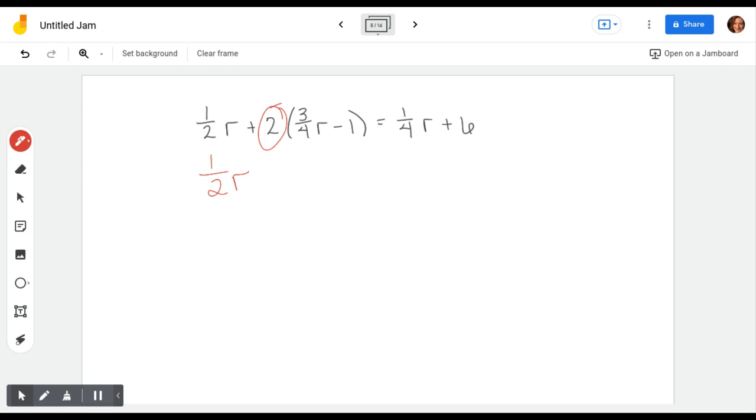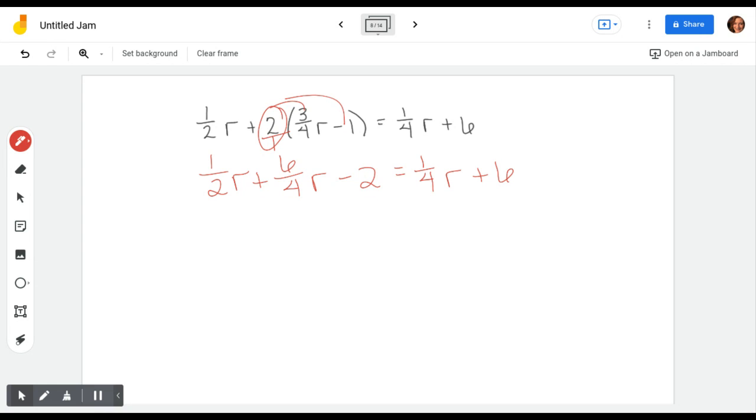I'm going to distribute. That's really 2 over 1, right? If it helps you to see that. So that becomes a positive 6 over 4r, and then a minus 2 equals 1/4 r plus 6.